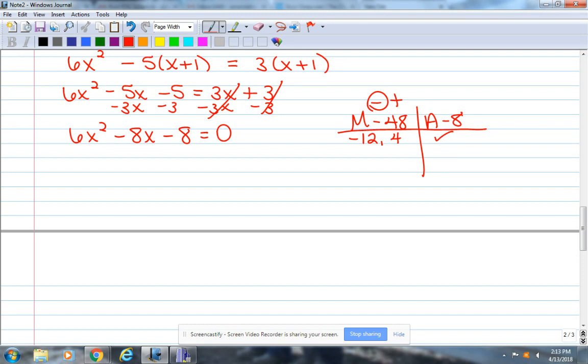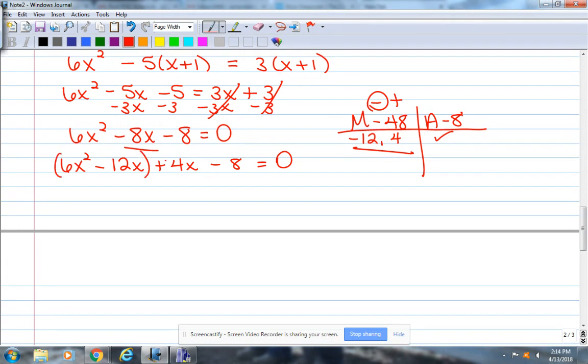Okay, so when we factor with the leading term not a 1, we split the middle term into these two terms, but we give them an x. So that's going to be 6x squared minus 12x plus 4x minus 8. Keep that equal to 0 there. And then we have 4 terms, so do you remember that factoring with 4 terms, we do factor by grouping?